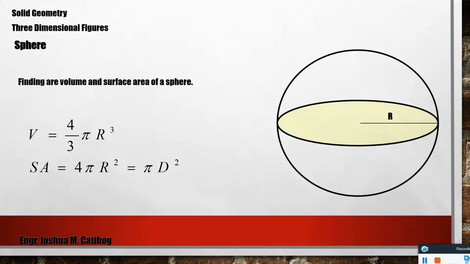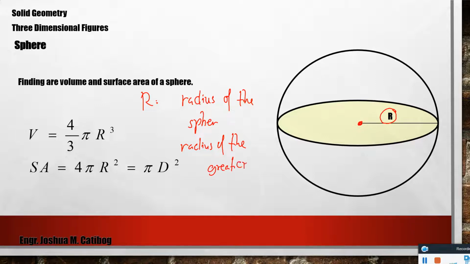Okay, so from here, we have here the very simple formula lang po natin. So, finding the area and the volume or the surface area and the volume of a sphere. So, we have here volume is 4 over 3 pi multiplied by r cube. Or the surface area is 4 pi r squared or pi d squared. Sir, alin po yung ating r? So, yung ating r na yan must be the radius, okay, yung r po natin tinutukoy dito, it must be the radius of the sphere or the radius of the great circle.